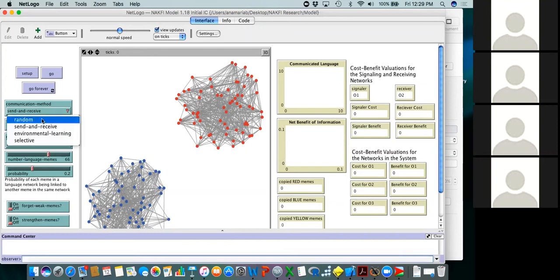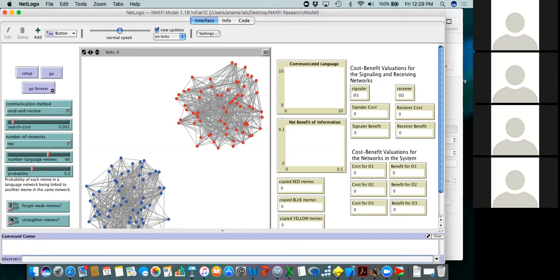And then we have 4 types of communication methods that I was mentioning to you. Either just send and receive, meaning that I have the 2 networks just communicating with each other. And let's see what happens. I can toggle on and off the forgetting of the memes or the strengthening.